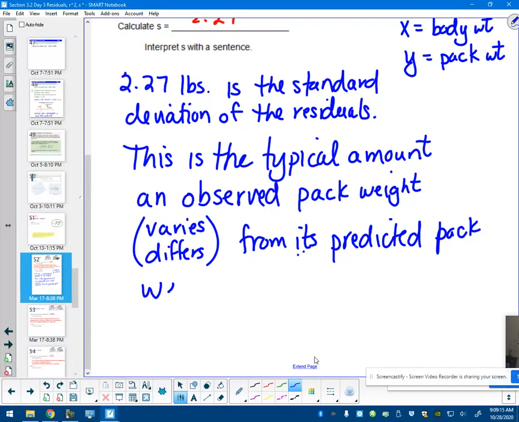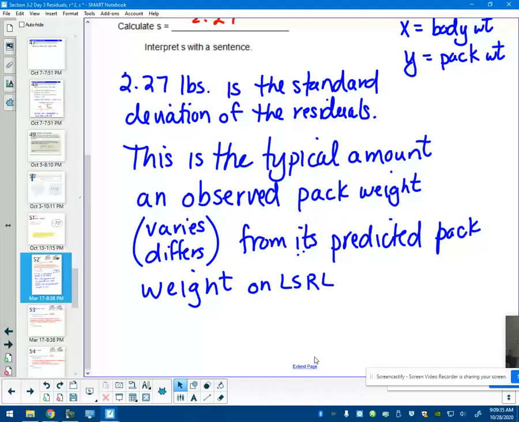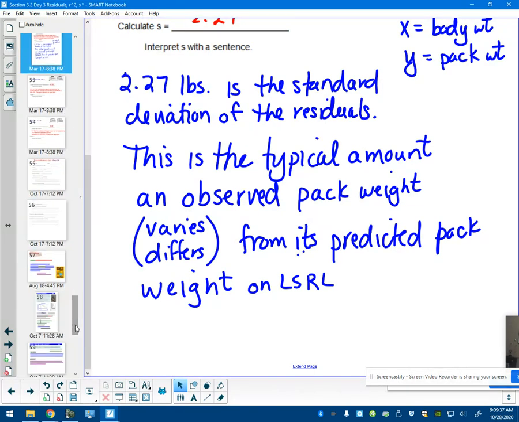And where do the predictions live? Where do all the predictions live? Where do all the y-hats live? On the least squares regression line. And you can abbreviate least squares regression line. Yes. Sort of, yes. And I'll explain that more, but you don't have to worry about that right now.